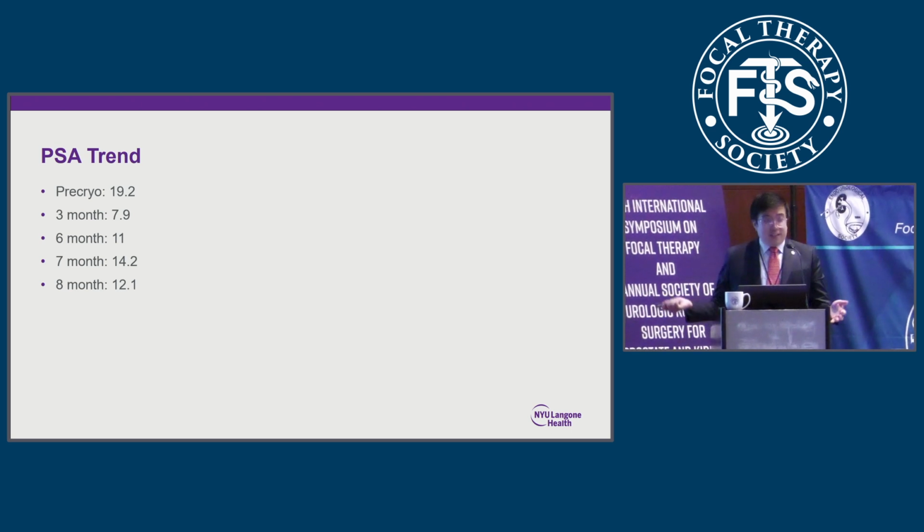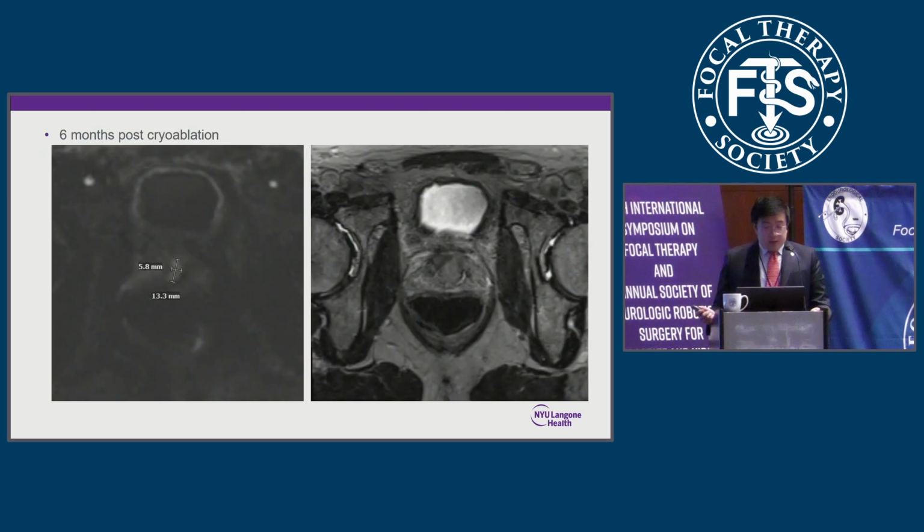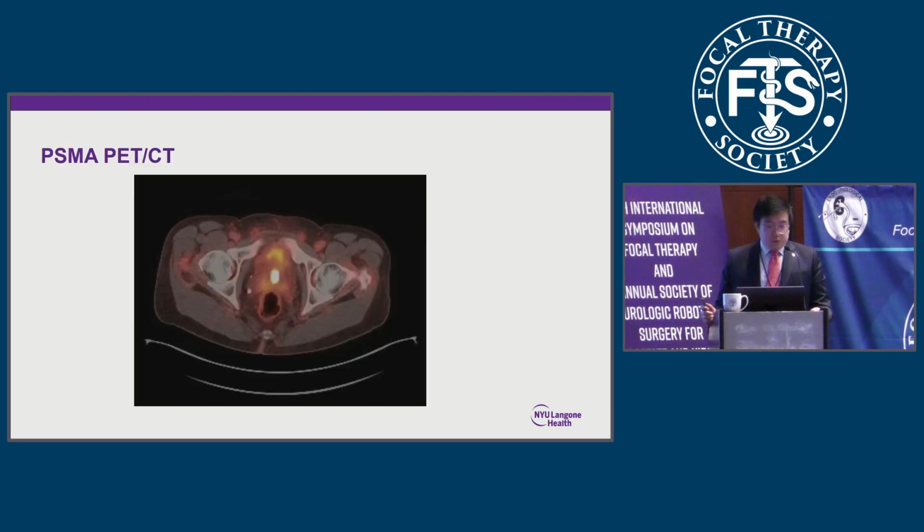So what happened was he underwent a 6-month MRI, and we do see an area of enhancement on DCE. You can see that it's pretty close to the urethra, and he got a PET scan as well, which confirmed the same location.